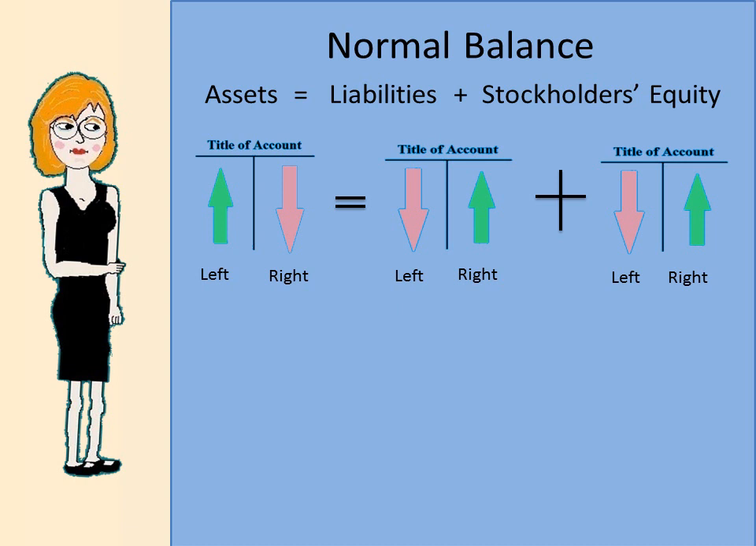Finally, let's look at normal balances. Under assets, they increase on the left side and decrease on the right side. For liabilities, they increase on the right side and decrease on the left side. And for stockholders' equity, they increase on the right side and decrease on the left side. Remember that stockholders' equity is further broken down into common stock and retained earnings, and retained earnings is further broken down into revenues and expenses. So remember your DEAD CLIC.